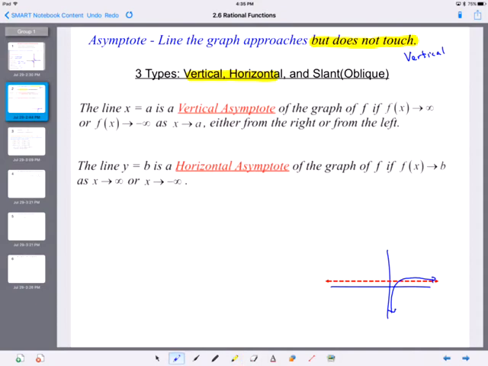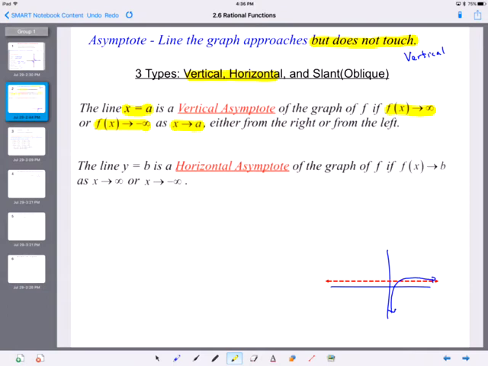So a vertical asymptote, alright, is a line x equals a. x equals a is a vertical asymptote of the graph of f if f of x approaches infinity or negative infinity as x approaches some value a, either from the right or from the left side. So as y gets really large or really small, the x value is going to approach this value of a, which is your vertical asymptote. So you would write x equals a as your vertical asymptote.